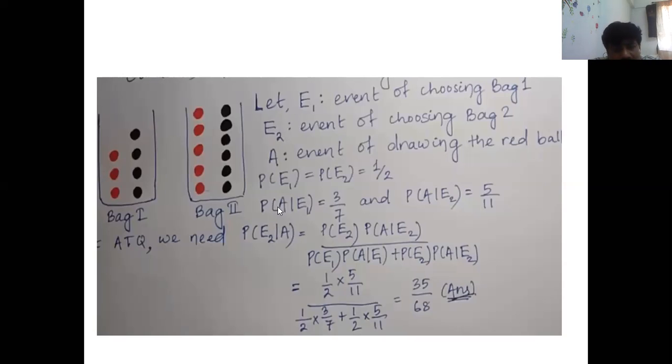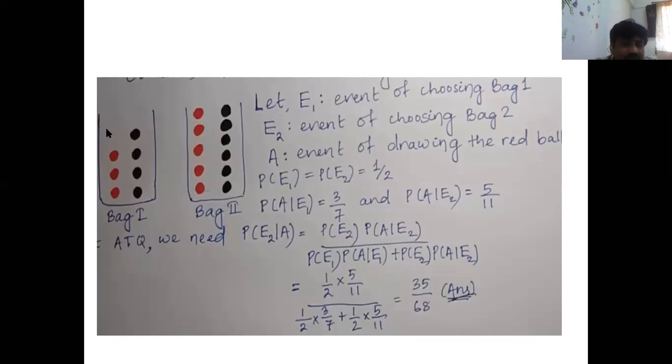Now probability of A by E1. A by E1 is what? A is the event of drawing the red ball, provided that the ball is selected from bag 1. Probability of A by E1 is the probability of drawing a red ball that is chosen from bag 1. This is an already occurred event, right? So this probability will come 3 by 7.